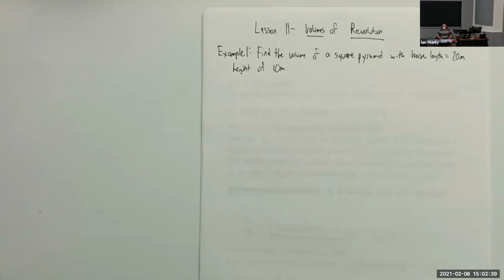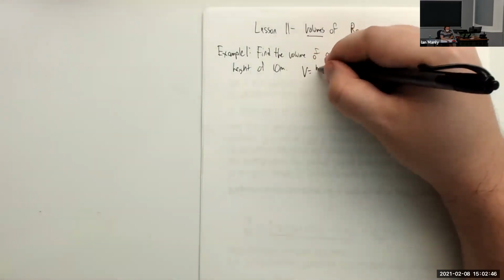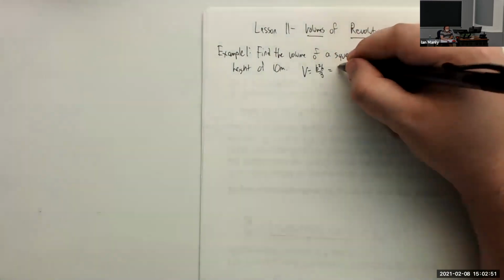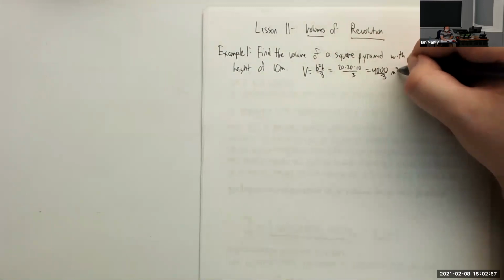and it'll instantly spit out the formula, which is V is B squared H over 3. So if we use this, it's going to be 20 times 20 times 10 over 3. So it's going to be 4,000 over 3 meters cubed. Okay, so that's the easy answer. And you might think we're going to be done with this. Well, we just looked something up, but where does that formula come from? Where does B squared H over 3 come from? How do we know that's really the volume?